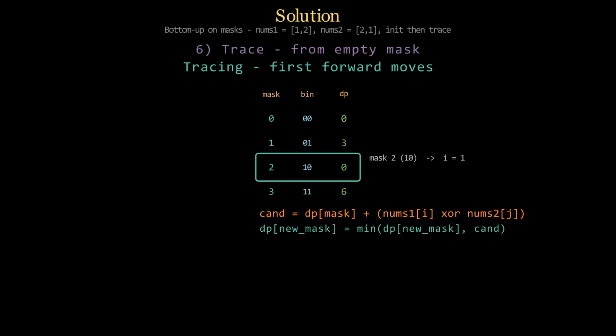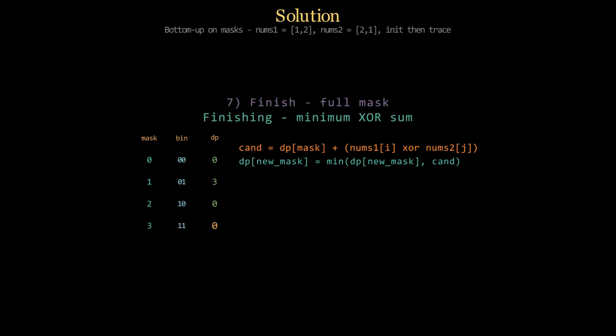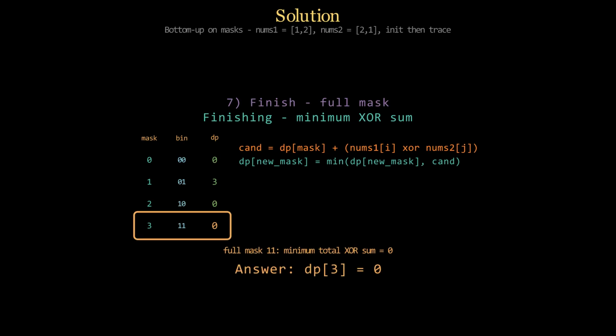Now mask 2. Again nums1 index 1. Bit 1 is set, so use j0. Candidate is 0 plus 2 XOR 2, 0. The recurrence keeps the minimum, so full mask drops from 6 to 0. The forward recurrence is on screen, each candidate adds the XOR at the next nums1 slot. The full mask stores the minimum total for this tiny example, 0.